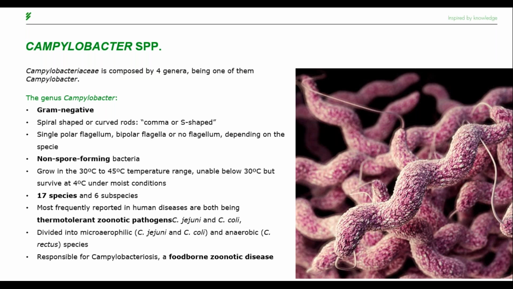Campylobacter can also be classified into microaerophilic and anaerobic, being jejuni a classical bacterium that conforms to the first category. Microaerophile refers to those adapted to particular environments that contain low oxygen concentrations. Therefore, fully aerobic conditions are growth inhibitory. Campylobacter species are responsible for campylobacteriosis, a foodborne zoonotic disease.